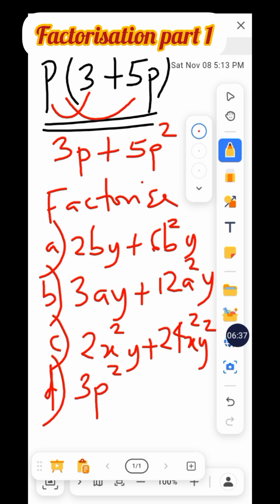3pq, 3p squared q plus 39pq. So factorize that and drop your answers in the comment section.